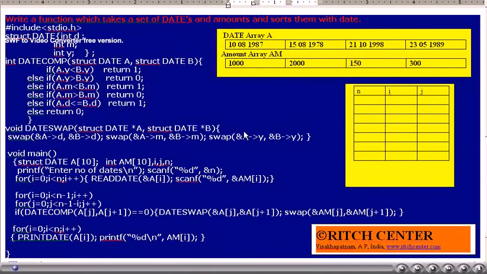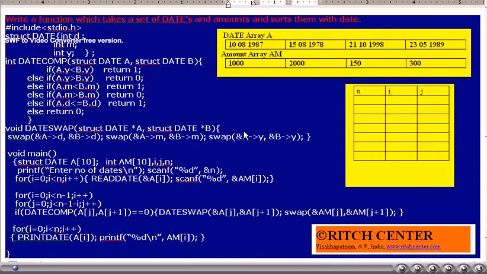which takes two date type objects and returns 1 if the first date is older than or equal to the second date, otherwise returns 0. Similarly, another function is also written, that is date swap. The main objective of this function is to exchange the values of two date type variables.